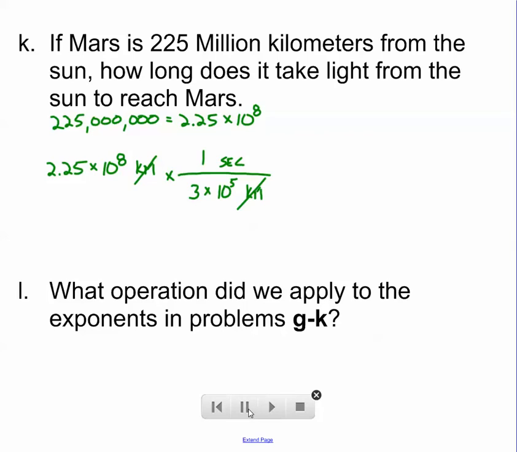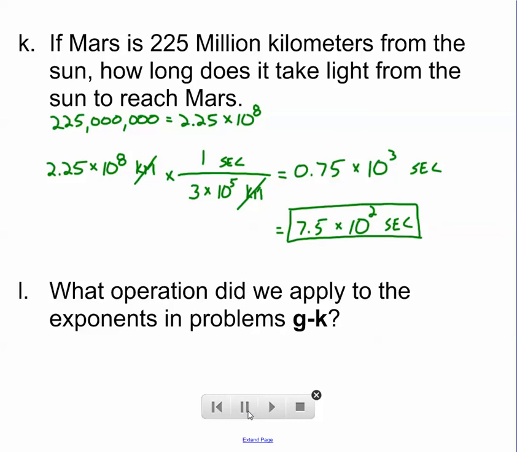And the reason I use the reciprocal is, look, I wanted kilometers to cancel out, and I want my answer in seconds. Okay, so we're going to do 2.25 divided by 3, which is 0.75, and then 10 to the 8th divided by 10 to the 5th, which is 10 to the 3rd. I don't need a calculator for that. That's not scientific notation, so let's adjust it. Let's make it 7.5 times 10 to the 2nd power seconds, which, by the way, is about 750 seconds in standard notation.